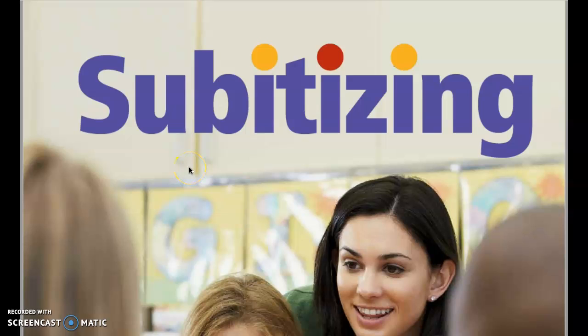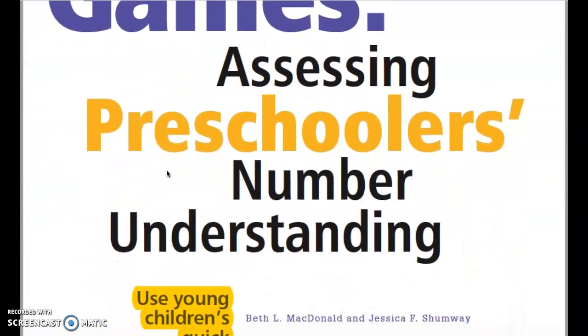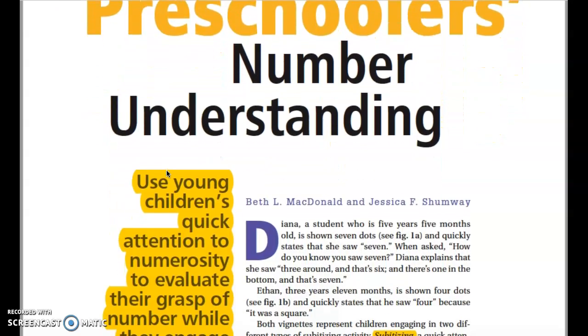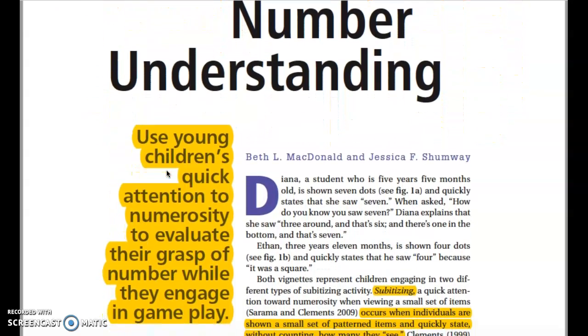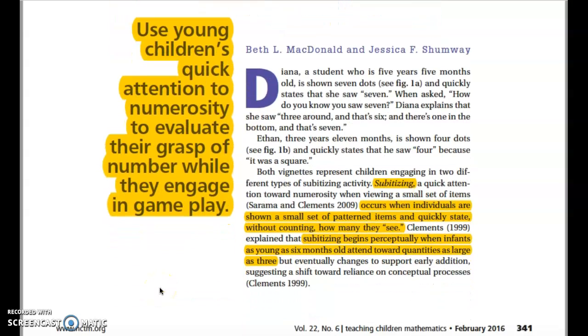This article is an NCTM article found in the February 2016 issue titled Subitizing Games: Assessing Preschoolers' Number Understanding by McDonald and Shumway. The authors offer educators guidance on how to use children's quick attention to numerosity to evaluate their grasp of number while they engage in gameplay.